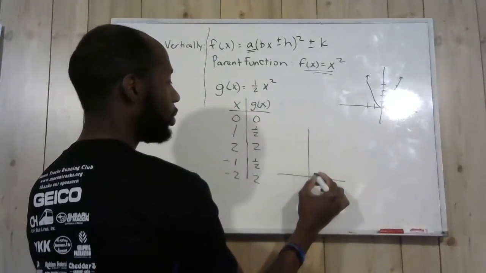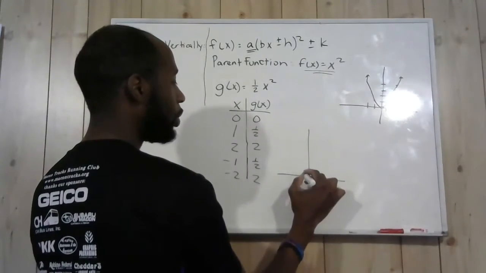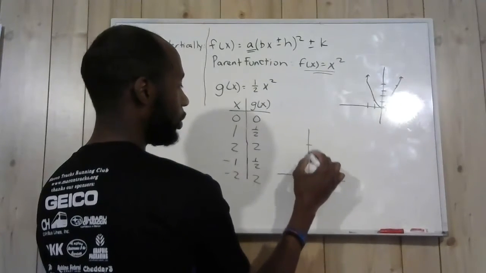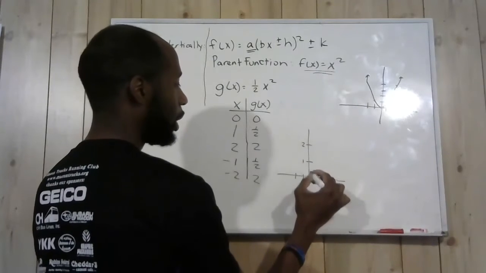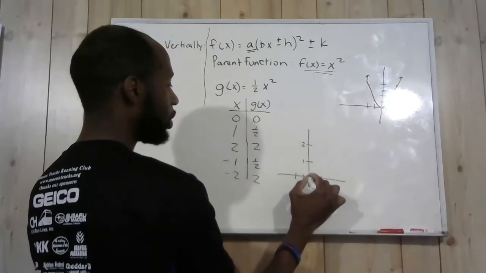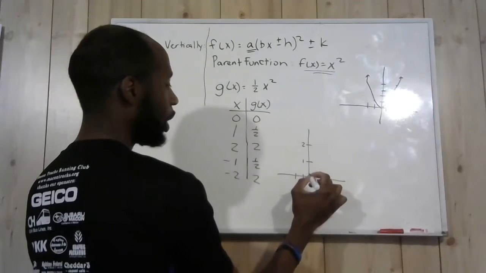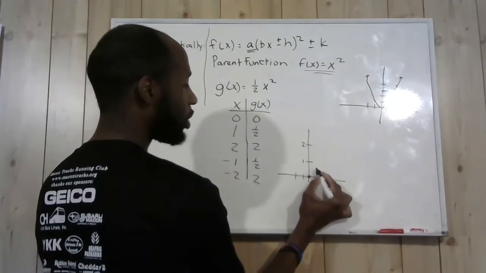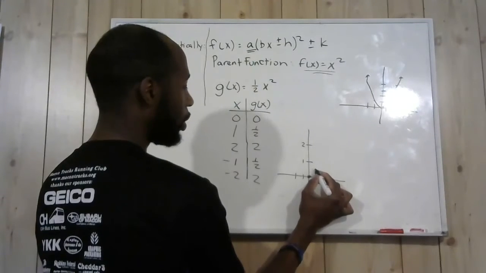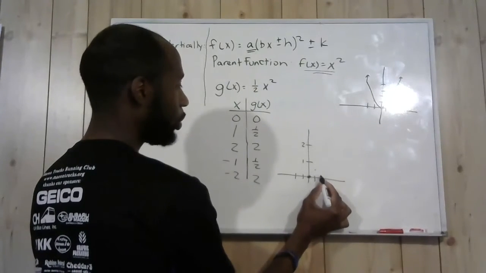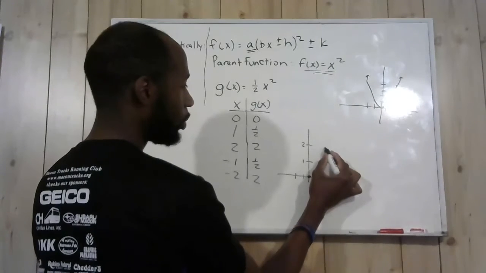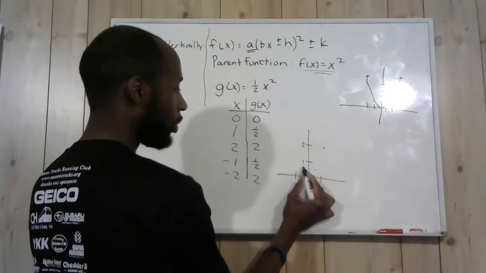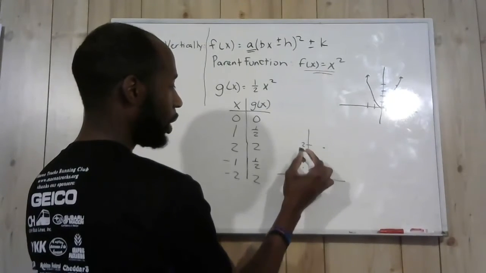Okay, so let's go 1, 2, and 1, 2. All right, so the origin here, when x is 1, g of x is 1/2, so it's right here. When x is equal to 2, g of x is equal to 2. Okay, and then same over here, 1/2, and then 2.